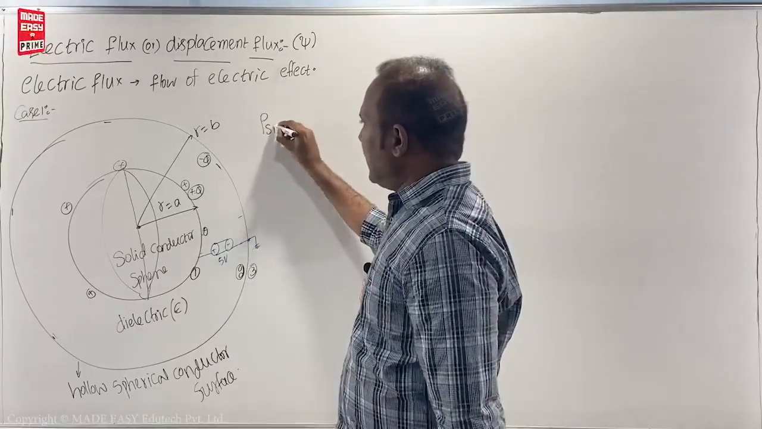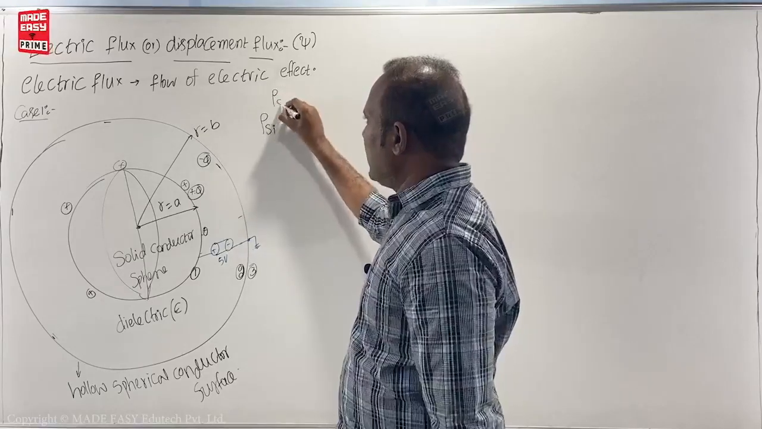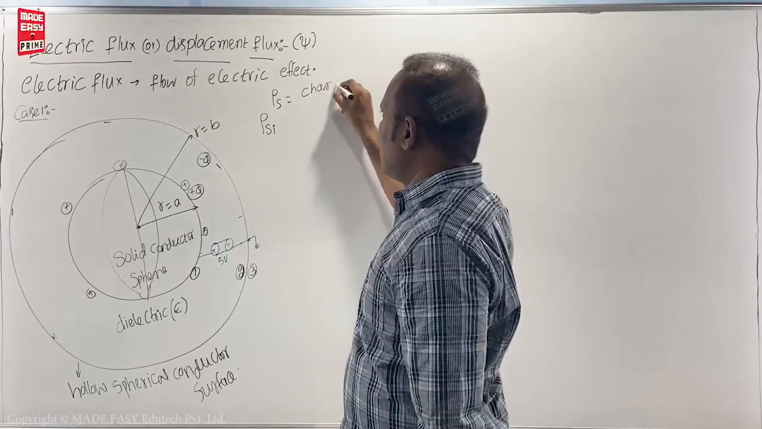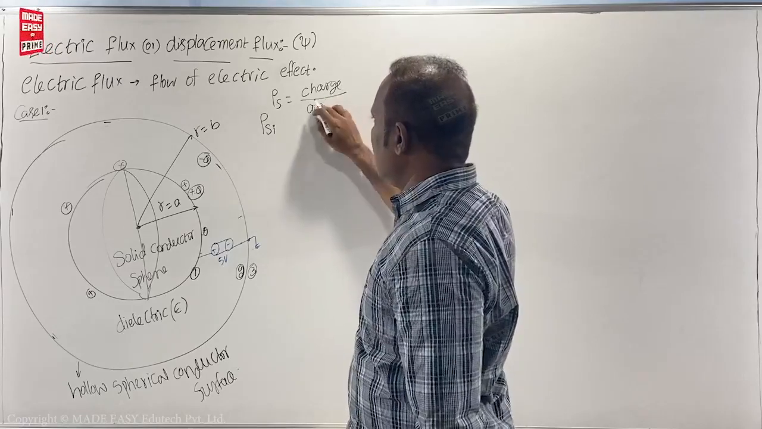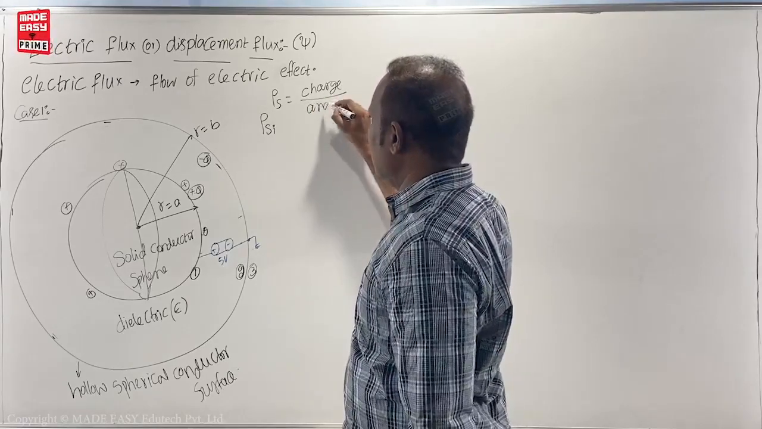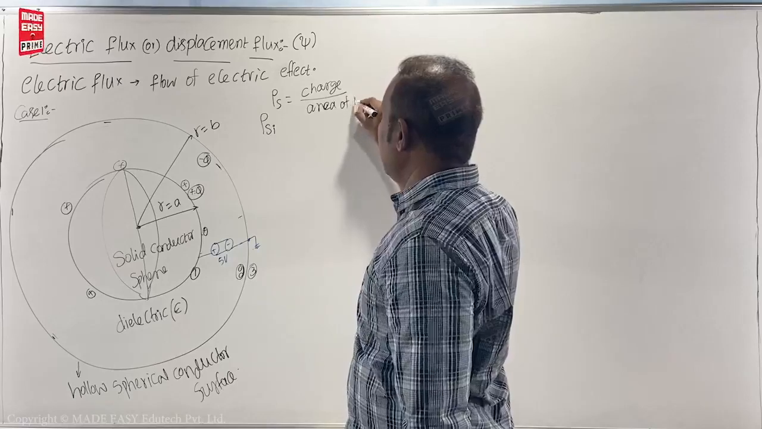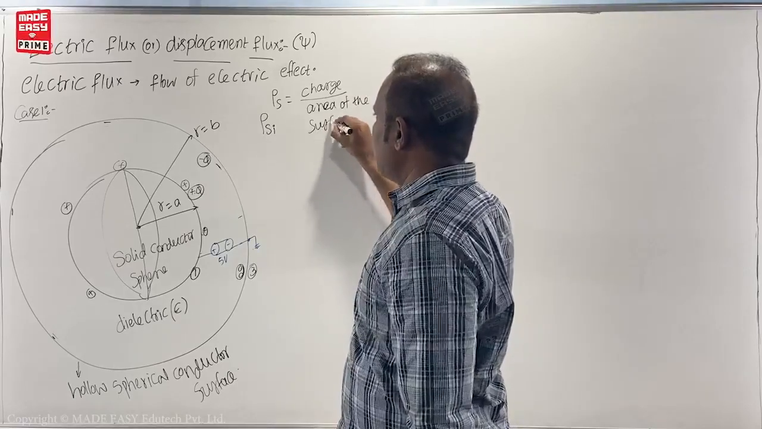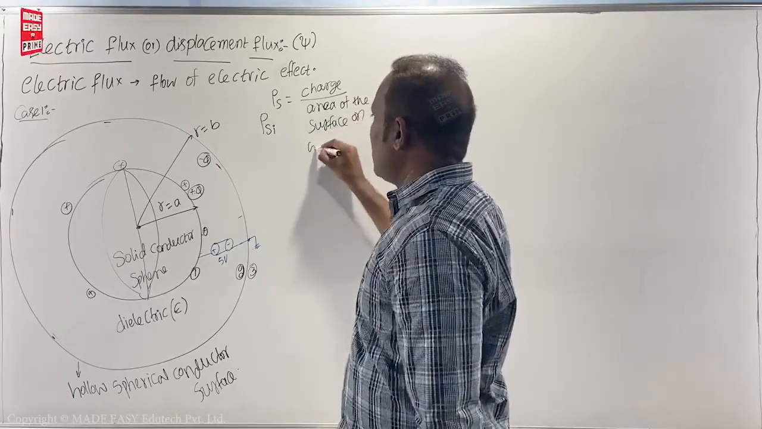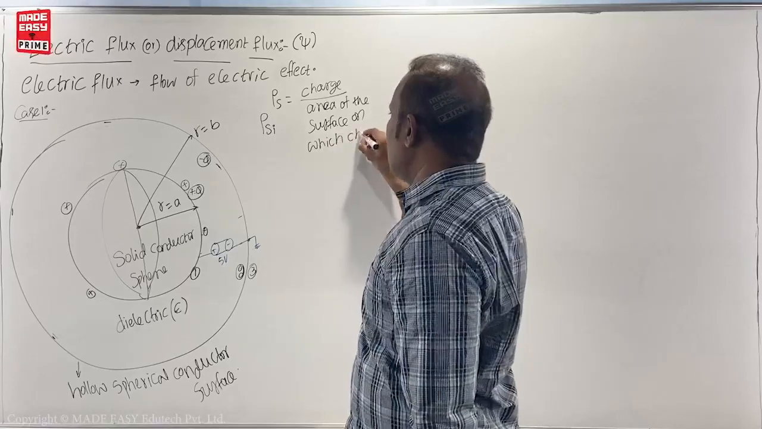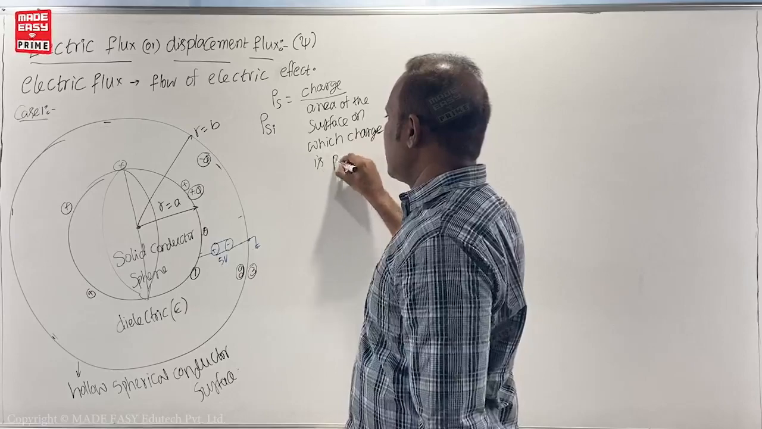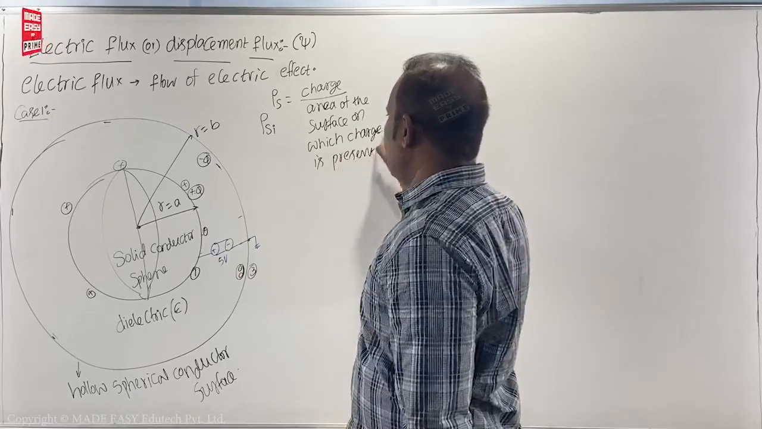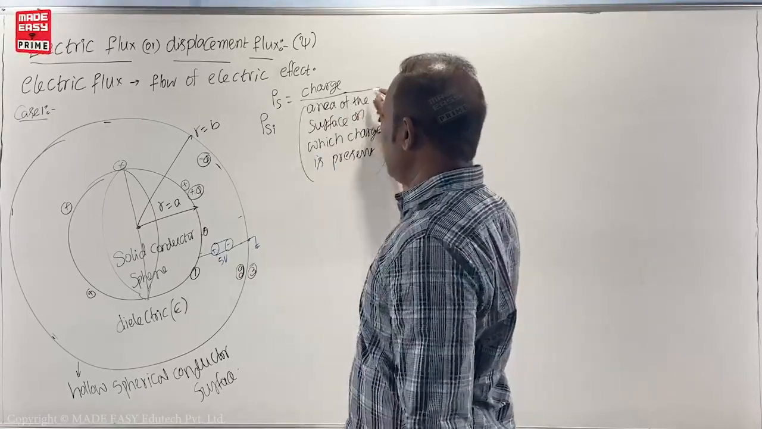Rho S. Actually rho S means total charge divided by area. Total charge divided by area. You know, the area of the surface on which charge is present. Okay, this is the definition, students.